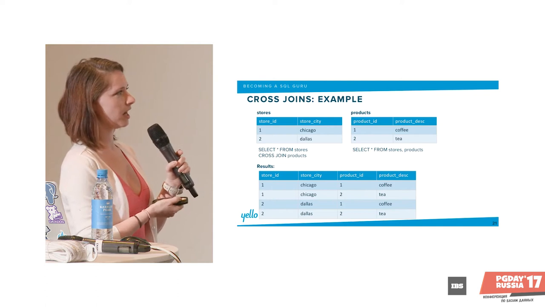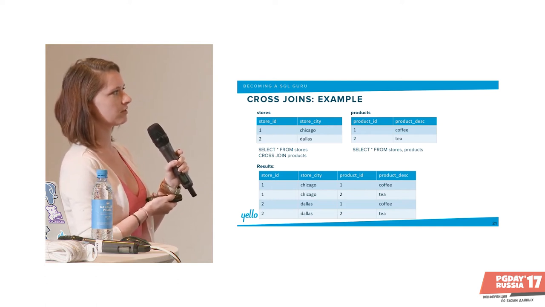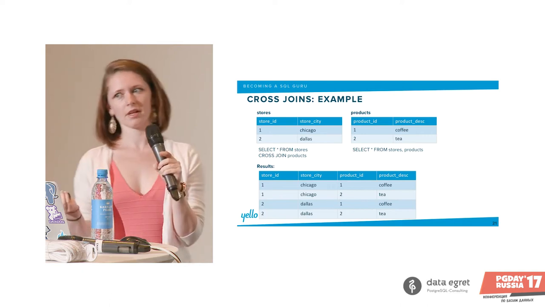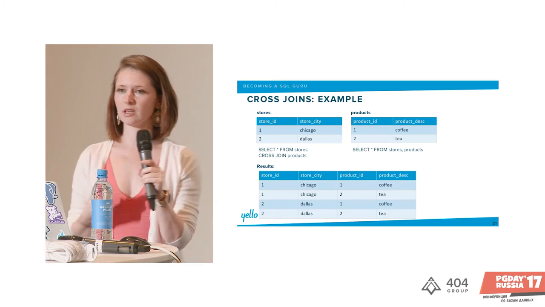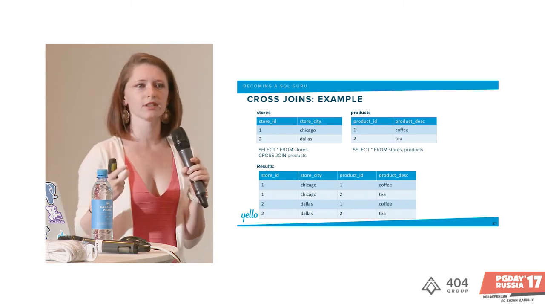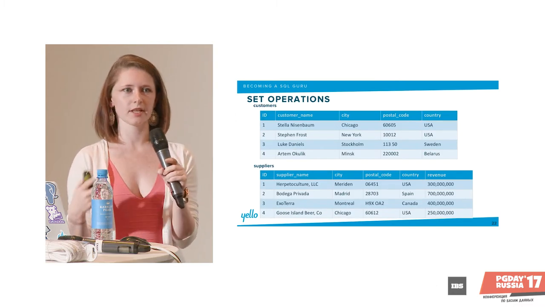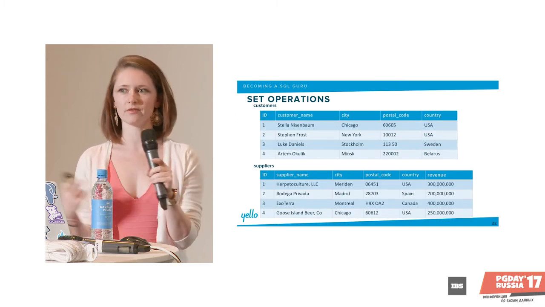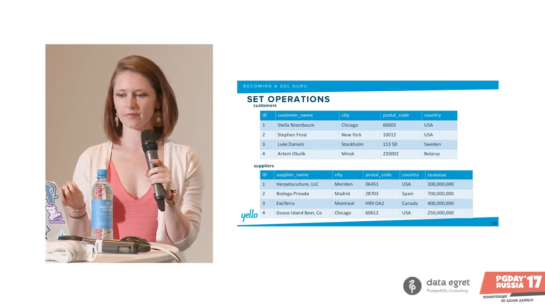So we'll see that we have coffee and tea for our Chicago location and coffee and tea for our Dallas location. Any questions? Cool. So obviously, keep in mind, there are very limited use cases where you would want to utilize this cross join, because it creates a Cartesian product of your tables, and if you have very large tables, your data set is going to explode exponentially.